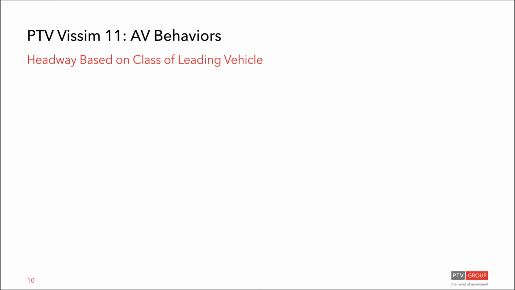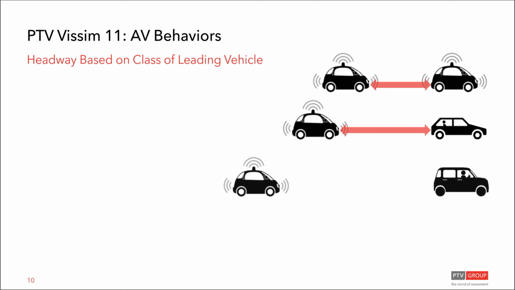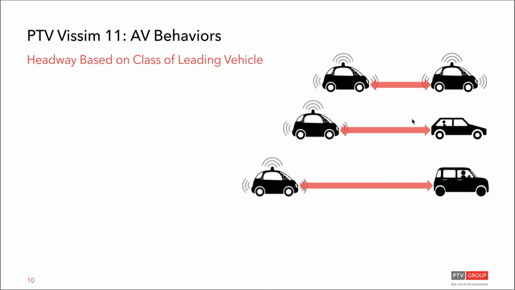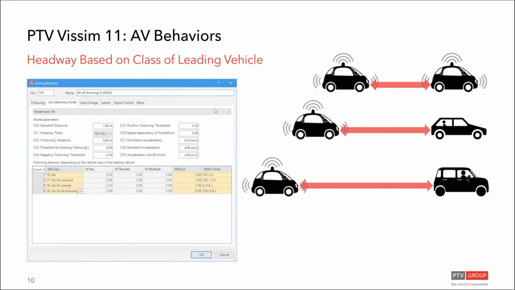A new functionality is also the headway based on class of leading vehicle. This means if we have different vehicle types, and assuming the first one here is connected, then if they are connected, they can keep smaller headways. But if this connected vehicle is following a conventional vehicle which is not connected, or an autonomous vehicle which is not connected, it needs to leave a longer distance because it doesn't know what this vehicle is doing. And also when following another human-driven vehicle.